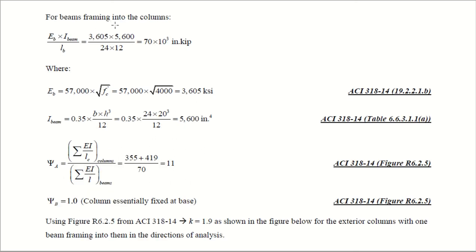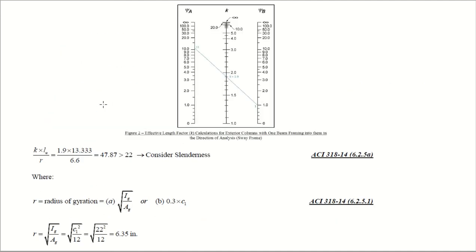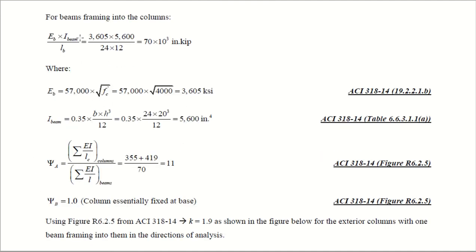For beams framing into the columns, E for the beam you have calculated using this formula, and you know that apart from columns the f'c was 4000, right? So E has changed. Similarly, I you have calculated for the beams, and the length of the beam, you know, was a 24 feet span length, so you are getting 17 into 10^3 inch-kip, where Eb you calculated by this formula, Ib you have calculated by this formula. Psi A is equal to what? You know this term.